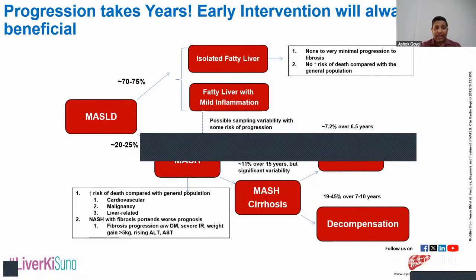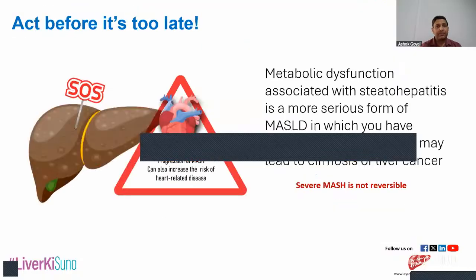One thing is very important to note: patients with cirrhosis or this metabolic liver disease have a higher risk of death because of cardiovascular manifestation and not because of the liver per se. There are chances of malignancy, and fibrosis progression is associated with diabetes mellitus, weight gain of more than 5 kg, and rising AST and ALT levels also. So progression is gradual, but we need to check, and we have to put on surveillance patients who have a high risk of developing MASH and fibrosis and eventually cirrhosis over a period of time.